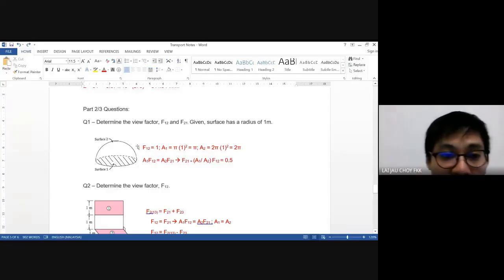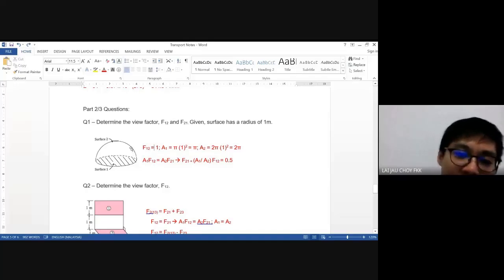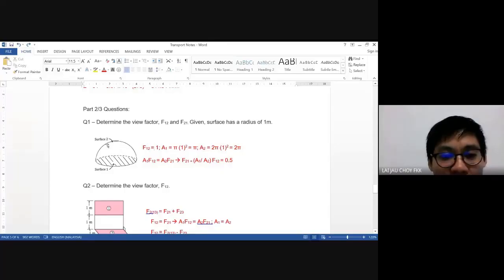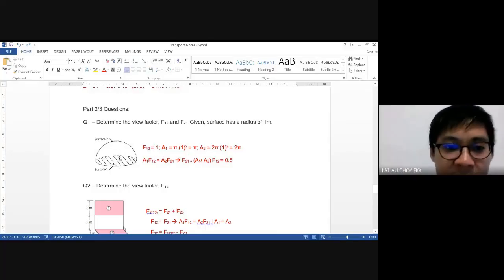But surface 2 is a concave surface. With respect to surface 1, it is a concave surface. So since it is concave, F22 has a value. F22 doesn't equal 0. So you cannot get the answer directly. You need to do some calculation. So how to get F21?